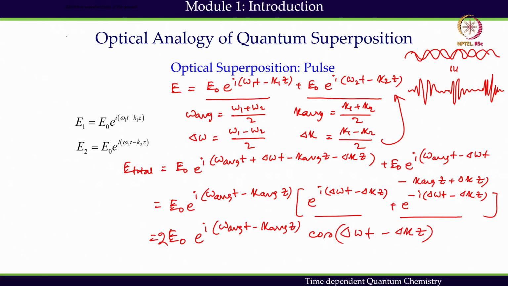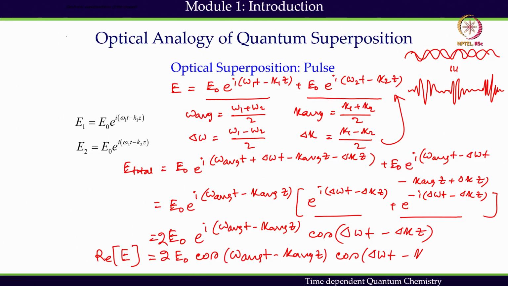So, if we take the real part of this E total, then we get 2 E naught cos(omega average t minus k average z) into cos(delta omega t minus delta k z). We get two different oscillations. One is slowly varying, another one is fast varying component.